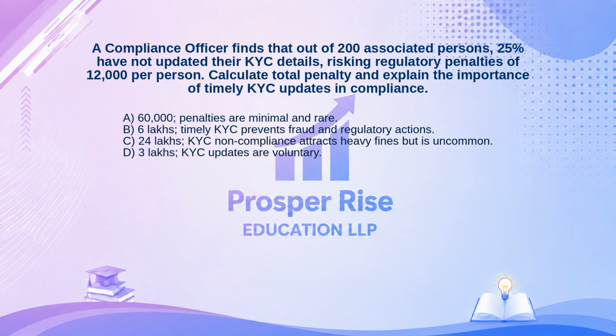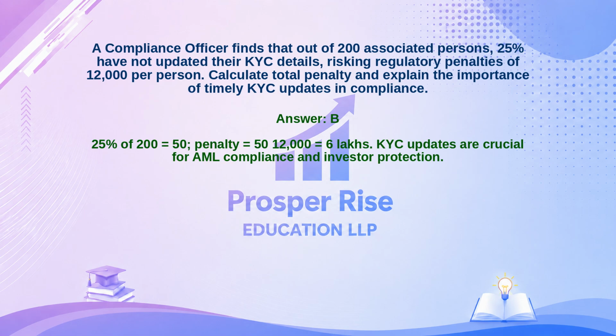The correct answer is option B. Let's see why. 25% of 200 equals 50. Penalty equals 50 multiplied by 12,000 equals 6 lakhs. KYC updates are crucial for AML compliance and investor protection.